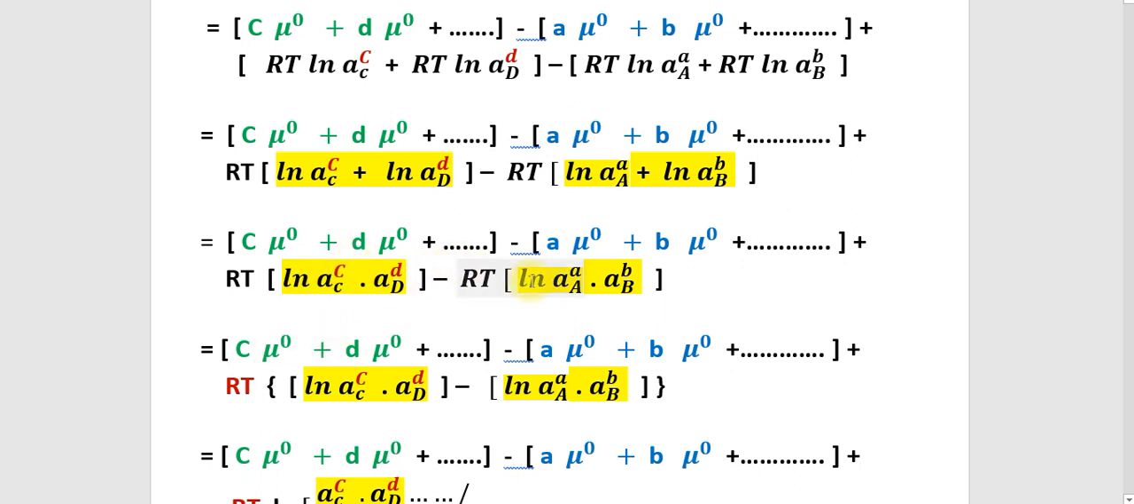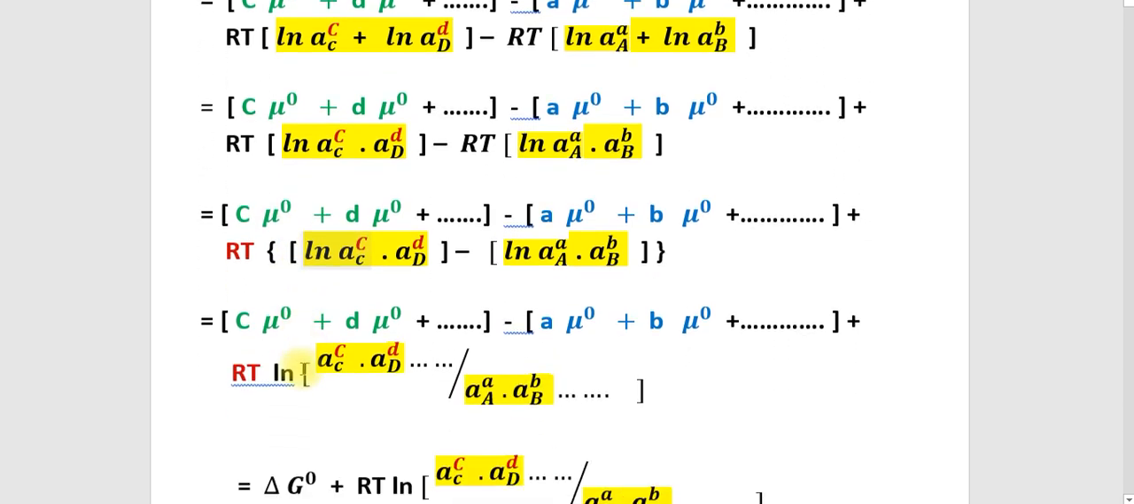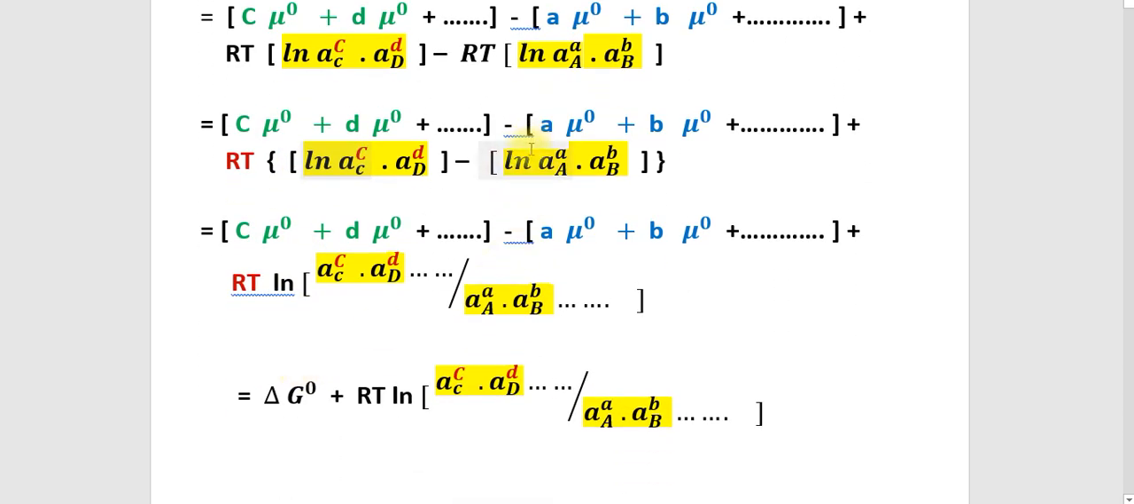ഇനി ഈ രണ്ട് ടേമിനകത്തും ആരുണ്ട്? ആർ ടി ഉണ്ട്. സോ ഐ ടേക്കൺ ഔട്ട്സൈഡ് ദ ആർ ടി. So the equation will change as C mu 0 plus D mu 0 plus etc minus A mu 0 plus B mu 0 plus etc plus RT into ln AC raised to C into AD raised to D minus ln A raised to A into AB raised to B.